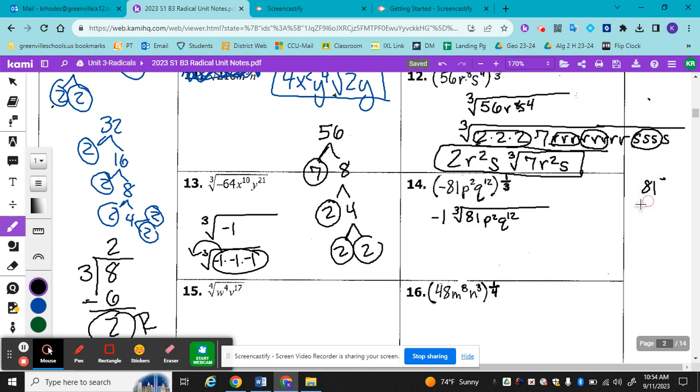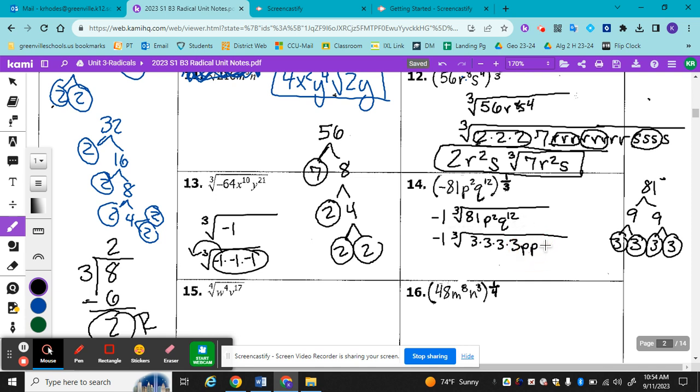81, break it down. Prime numbers, 9 and 9 aren't prime, but you can break them down to 3 and 3s real fast. Or you could do 3 and 27, and then 3 and 9, and then 3 and 3. Either way, you're going to get all 3s. So that's negative 1 cube root. 3 times 3 times 3 times 3 gives me 81. 3 times 3 is 9. 3 times 3 is 9. 9 times 9 is 81.